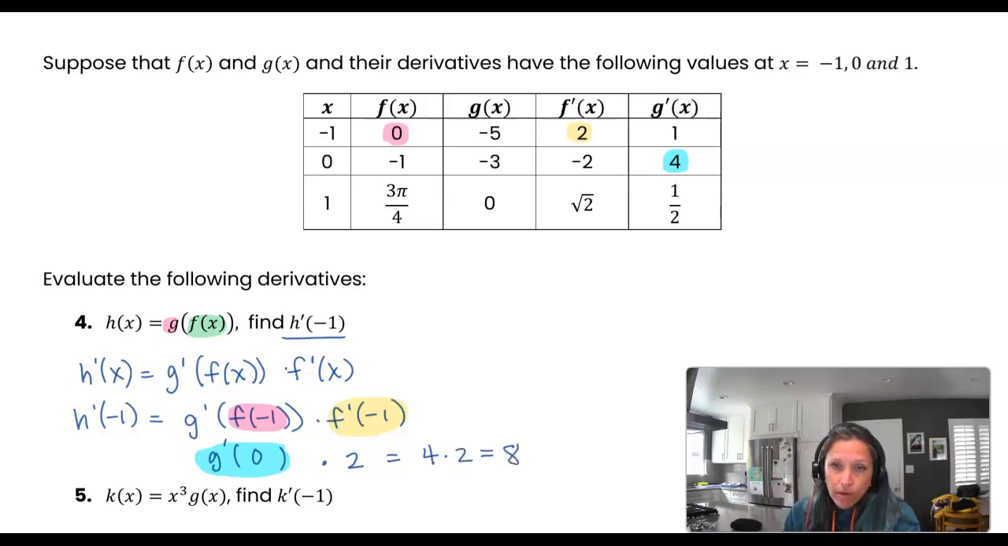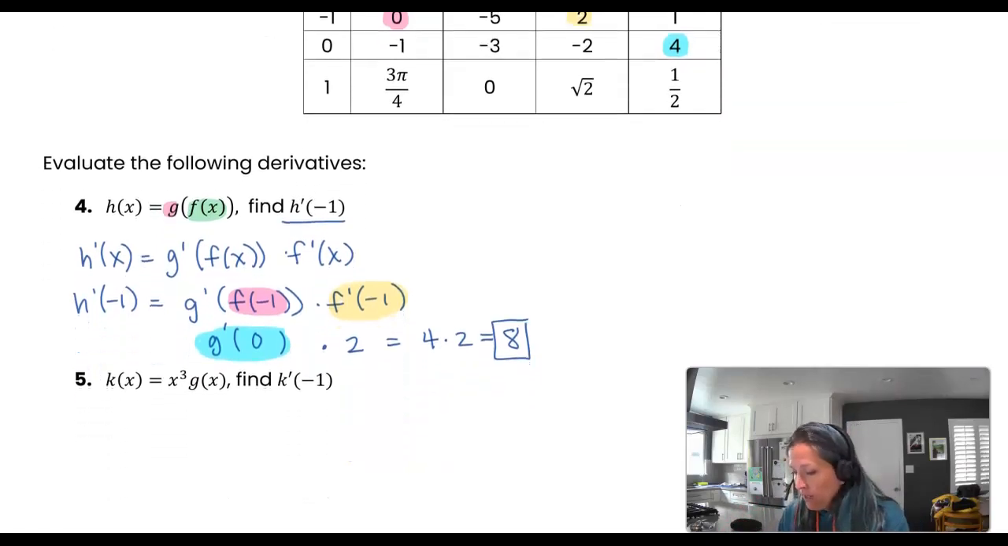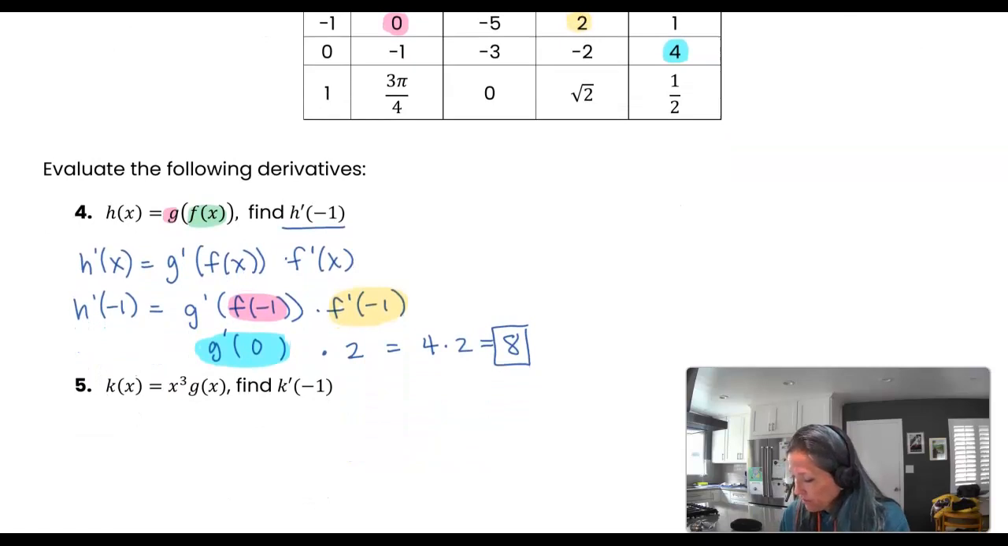But you see, if you move slowly through these problems, there's just less chance to make errors. It's easier for me to see your work to give you partial credit. Whereas if you try to do this in your head, very likely that I would not be able to follow what you did and give you any points if this was off. All right, so let's see the next one.